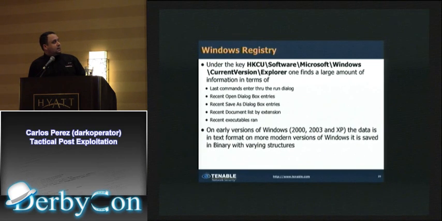I can also get a list of the latest executables that were run, but one caveat, different versions of Windows save the data in different formats, as I mentioned before. Anything 2000, 2003, and XP will save it as clear text or a string in the registry, but when you go to Windows 7, 2008, 2008 R2, or Windows Vista, it is saved as a binary blob, and the problem with that binary blob is that the versions of Vista and Windows 2008 use different formats for it. So there's a bit of a catch-up there.